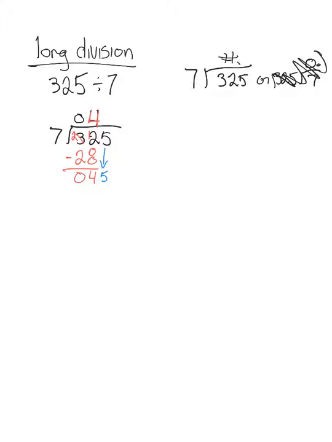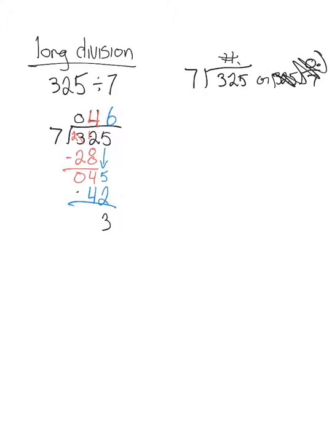7 goes into 45 now. Does it? Yes. How many times? Well, let's think. 7 times 5 is 35. 7 times 6, let's try that. Well, 7 times 6 is 42. So now 45 minus 42, we're left with 3. And we ran out of numbers to bring down.